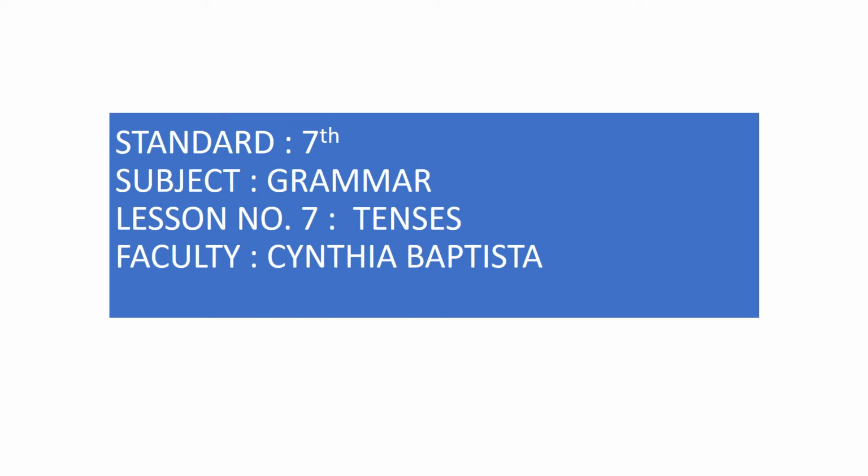Lesson 7, Tenses. What do tenses denote? Tenses denote an action in the present, past and future. Present tense is used to talk about an action that takes place at the moment. Past tense expresses an action that has already occurred. Future tense expresses an action likely to happen in the future.